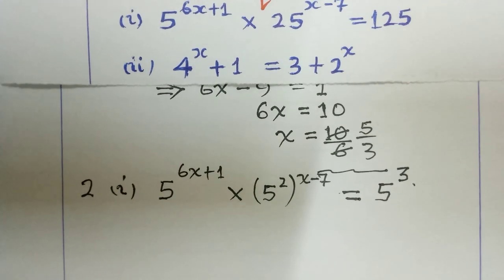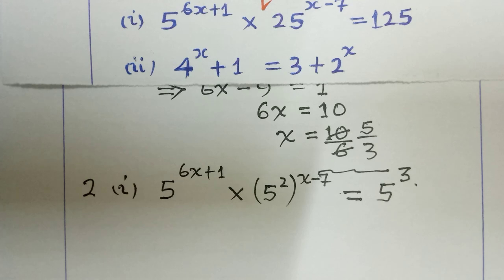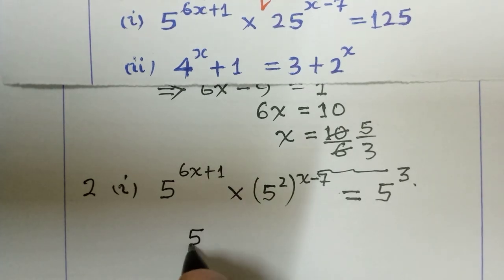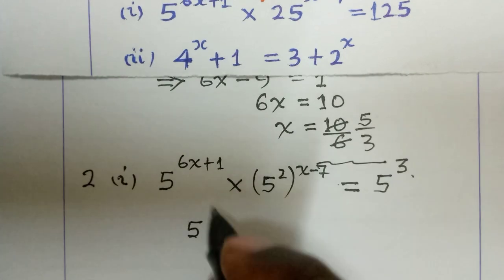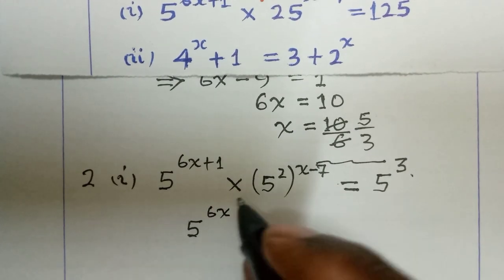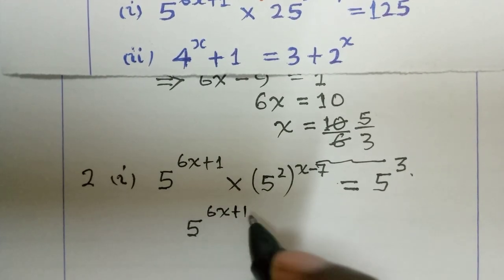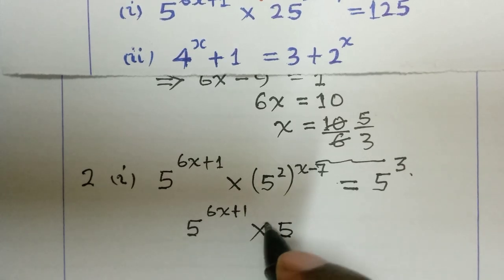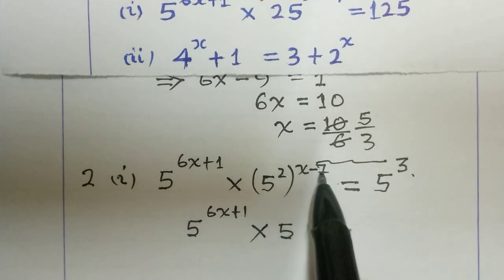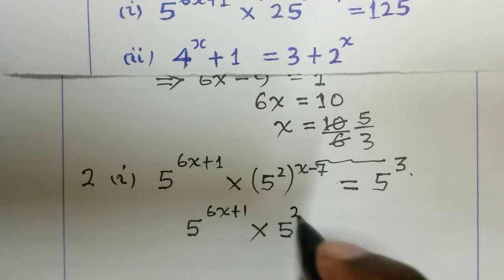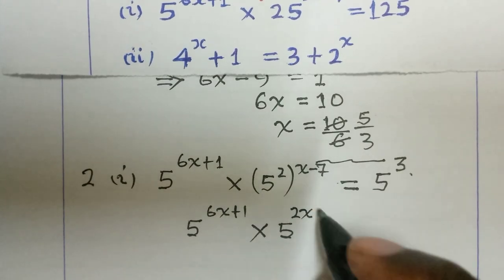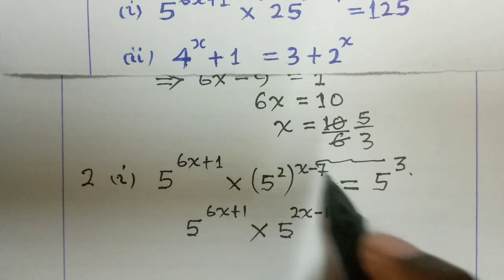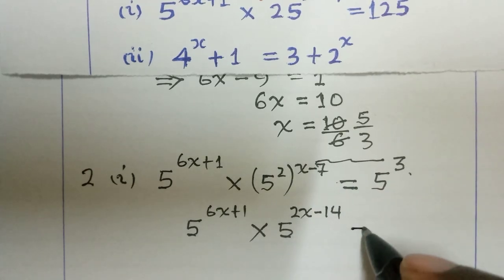So guys, with that, you can remember, but before we go to that, let's continue. This will now be 5 raised to 6x plus 1 multiplied by 5, now raised to 2 multiplied by that, you get 2x minus 14, because you are multiplying by everything. This one gives us 5 raised to 3.